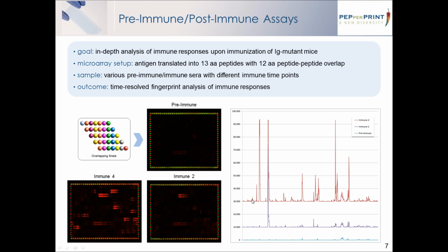You can also see it here, where the intensity is plotted over the peptide sequences. And here the blue line is the pre-immune serum, the purple line is the immune serum taken 2 weeks post-immunization, and the red line is 4 weeks post-immunization.